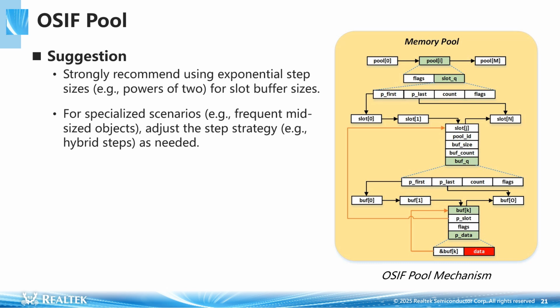To maximize performance and minimize fragmentation, we strongly recommend using exponential step sizes, e.g., powers of 2, for slot buffer sizes. This strategy optimizes memory utilization, allocation speed, and alignment while allowing dynamic expansion. For specialized scenarios, e.g., frequent mid-size objects, adjust the step strategy, e.g., hybrid steps, as needed.